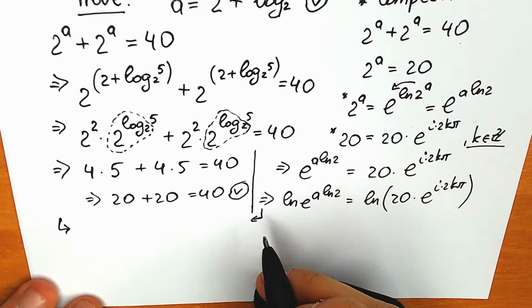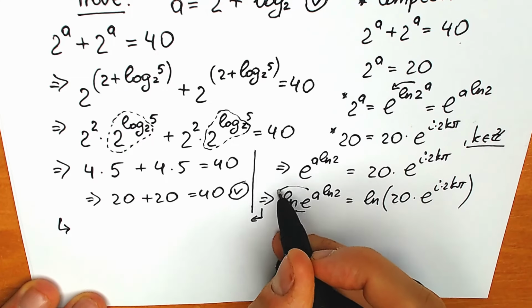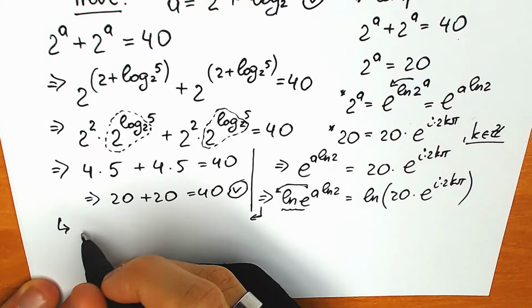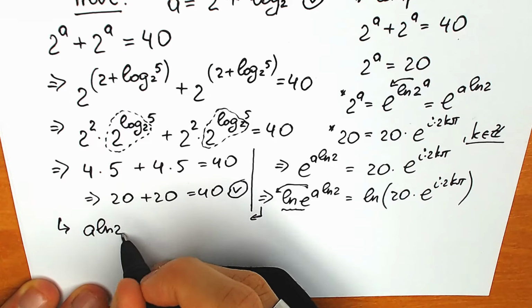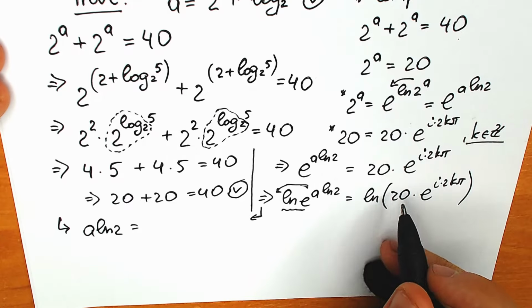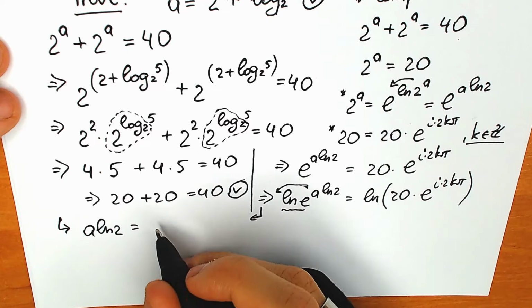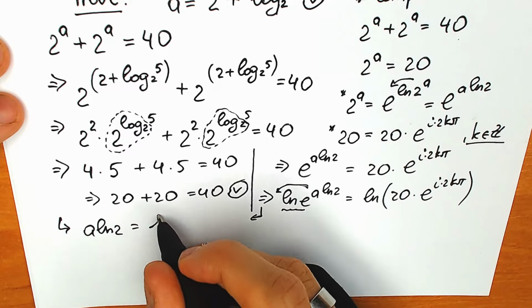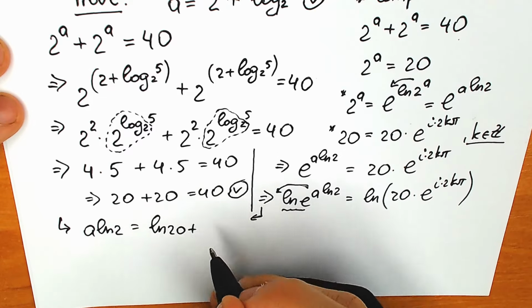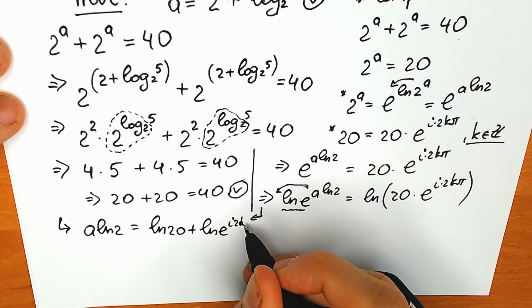Right now, what can we do from here? Natural log e equal to 1, and this a times natural log 2 we can write in front of it. So as a result, we have only a times natural log 2 on the left side. On the right side, we can split it in terms of addition. As I said before, when we have multiplication, we can split it in terms of a sum of two logs. So we have natural log of 20 plus natural log of e to the power i 2k pi.